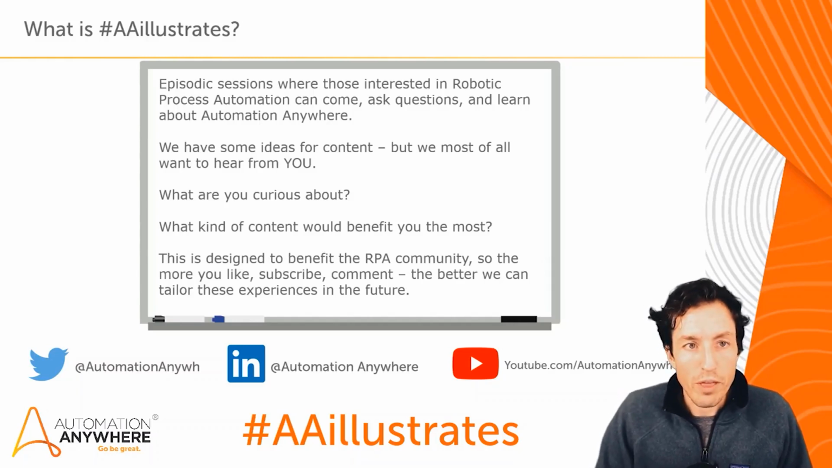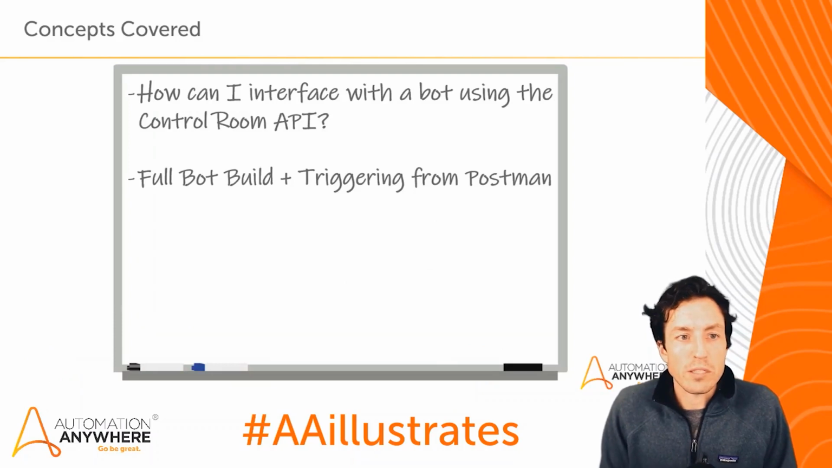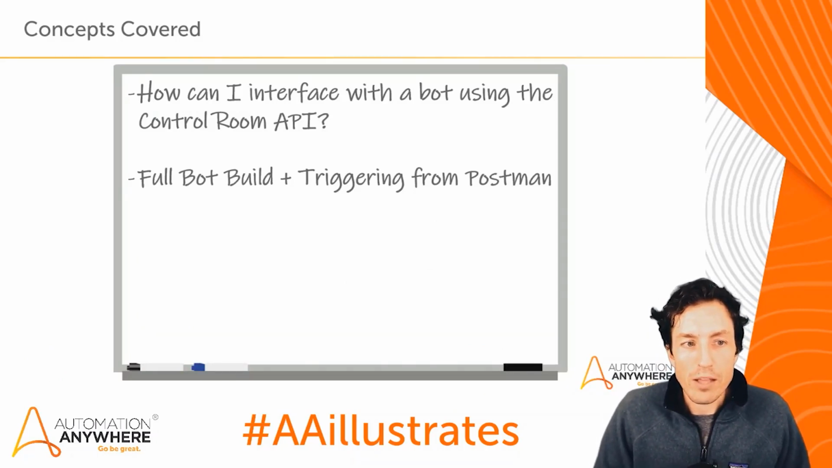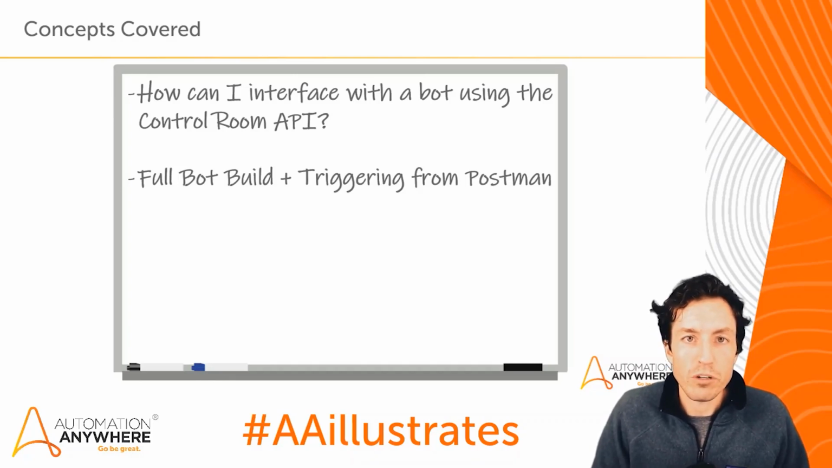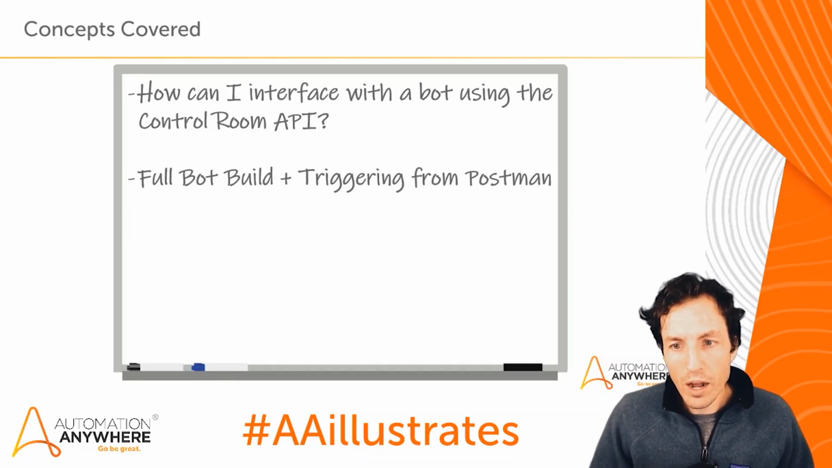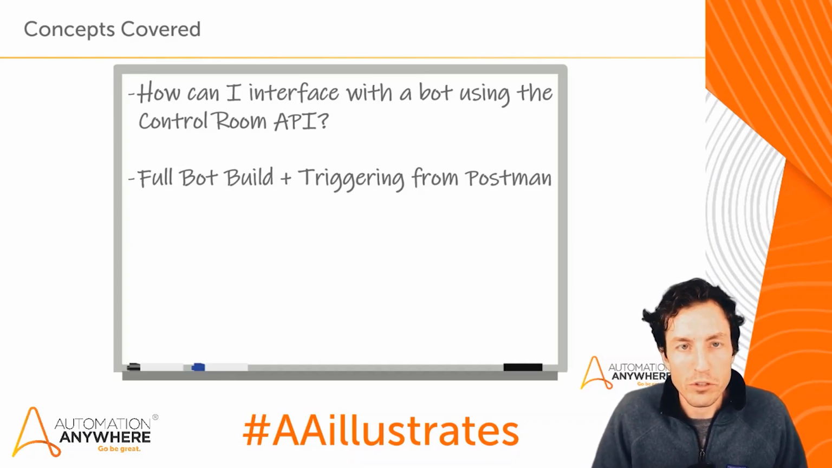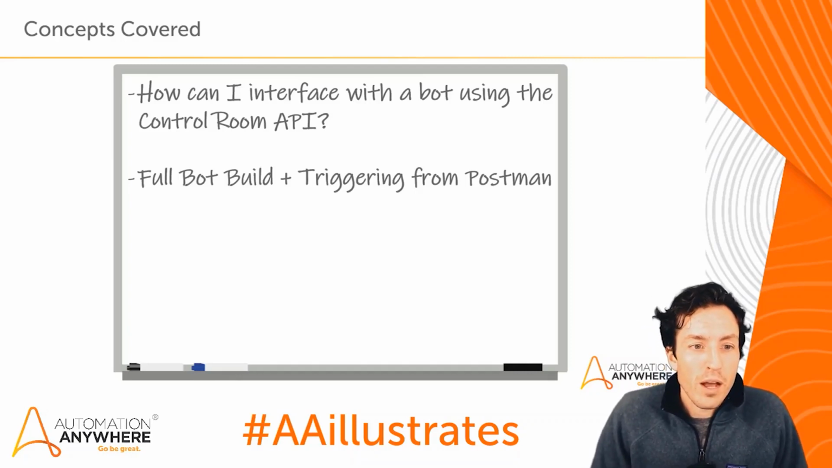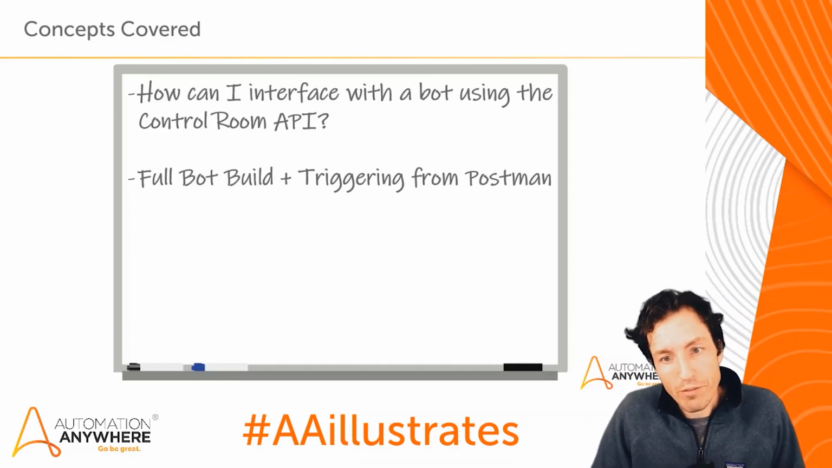So with that said, let's get into this week's topic. We're going to talk about how I can interface with a bot using the Control Room API. And this is a really cool functionality in my opinion, and one that I don't see a ton of customers using to its full benefit. So we're going to talk about some of the value in that and exactly how to do it so that you can be one of those customers that's using it. We'll also do a full bot build, and we'll also trigger that bot from Postman.